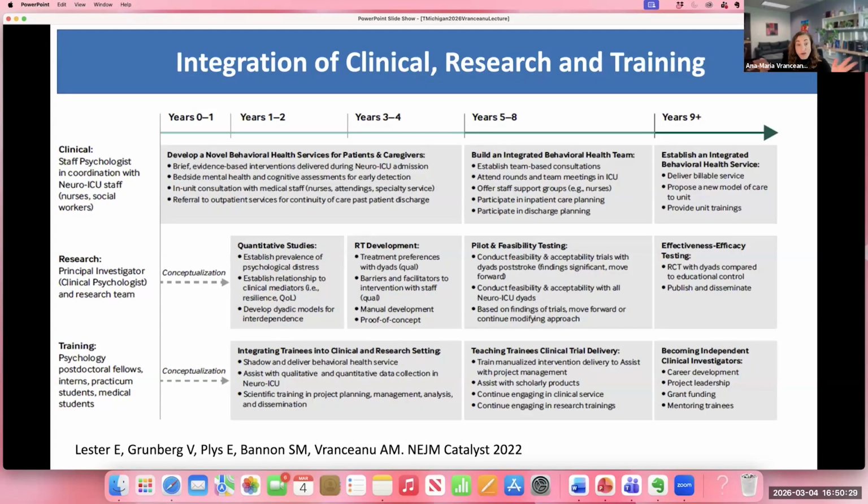Then we moved into developing a novel behavioral health service for patients and caregivers, with some support from the unit for psychologists. We started developing our research, our quantitative and qualitative studies, integrating trainees, and developed RT. Then we continued with training, feasibility testing, and an effectiveness and efficacy trial in parallel with the clinical service, as well as helping primarily clinical psychologists grow into getting their own grant funding, clinical skills, and career development.